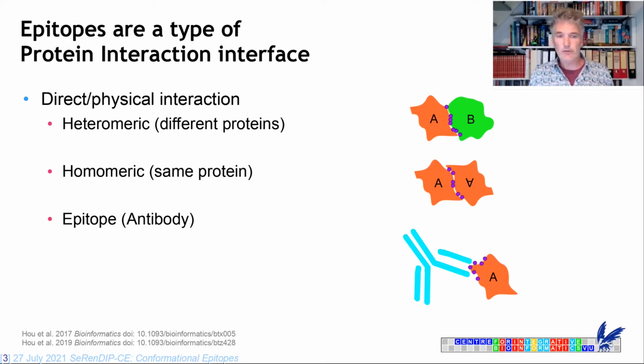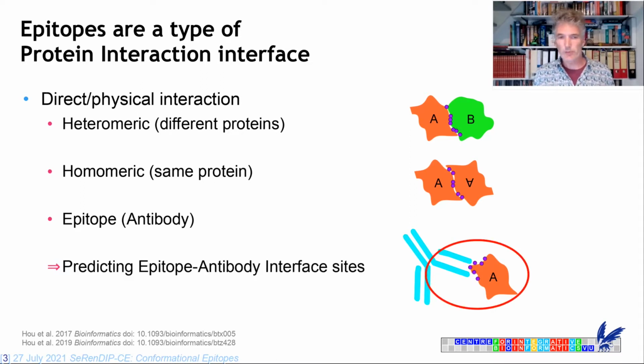We've previously developed a random forest method to predict heteromeric and homomeric protein-protein interactions, generic PPIs. And we are now presenting the work of how we apply the same approach to predicting the antibody binding site, so the epitope region of the antigen protein.